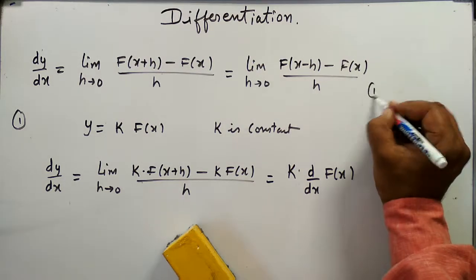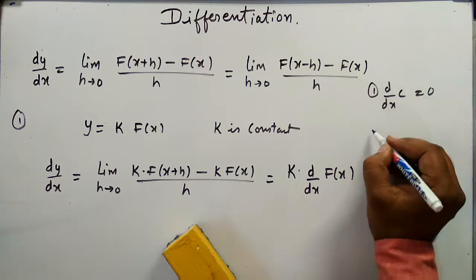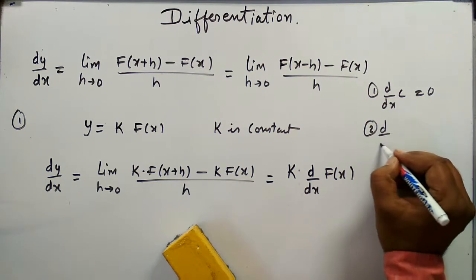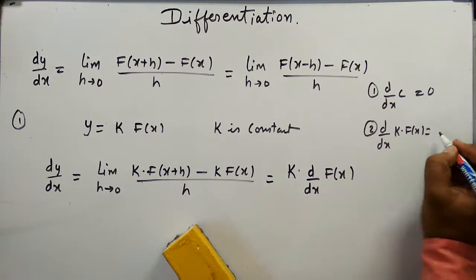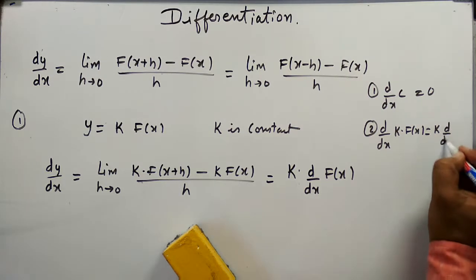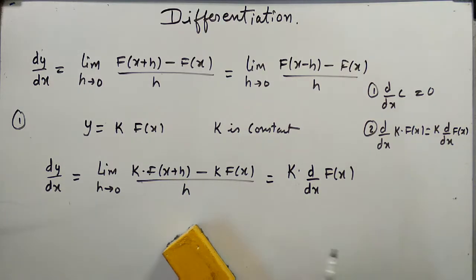So the first property is dy by dx of a constant is equal to 0. The second is dy by dx of k into f(x) is equal to k times dy by dx of f(x).